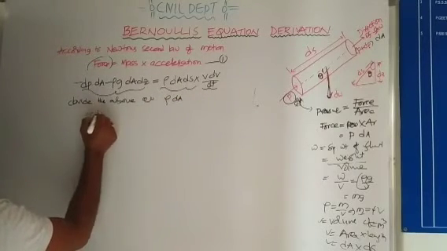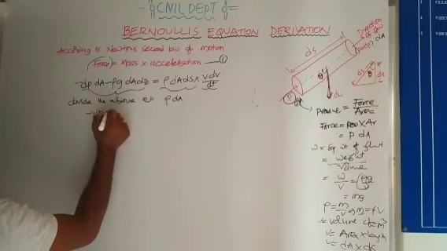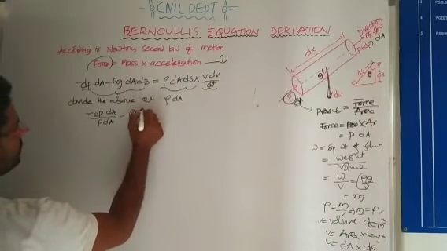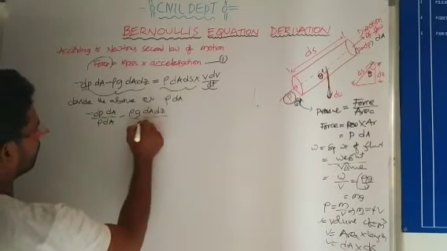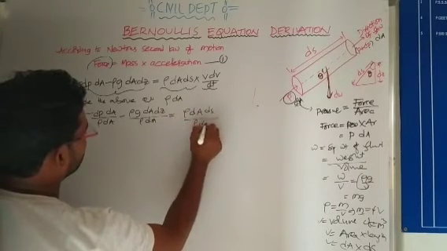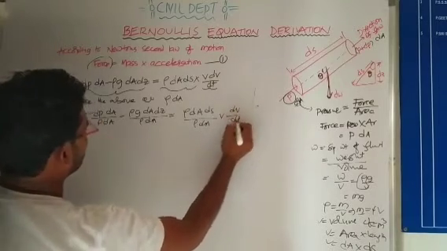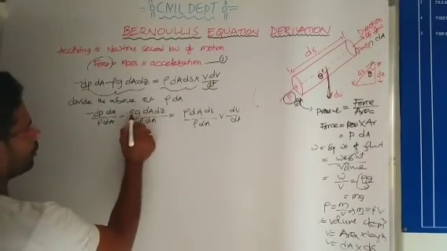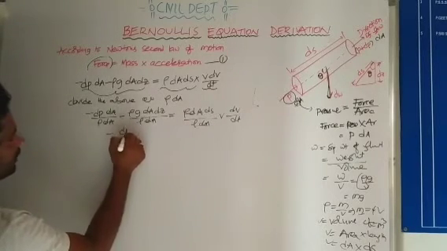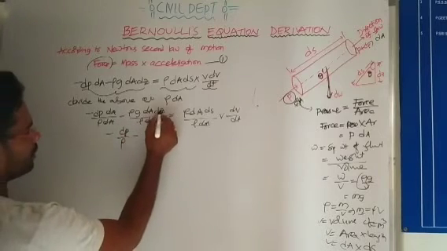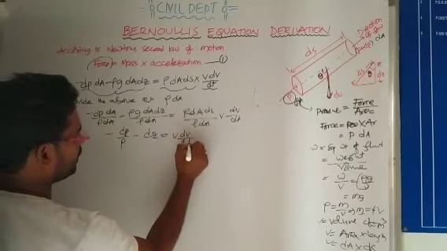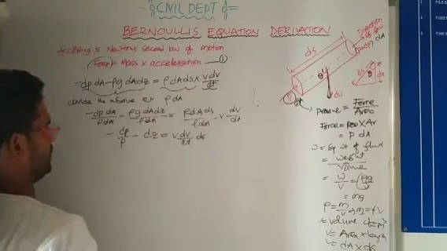So minus dP by dA divided by rho dA, minus rho g dA dz by rho dA, equal to rho dA ds by rho dA times v dV by dt. So here dA cancels, rho cancels, and you can get minus dP by rho minus g dz equal to v dV by ds.